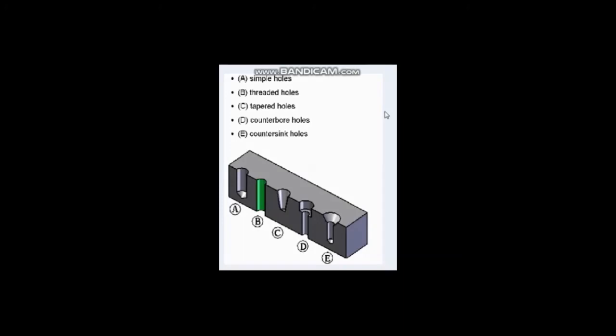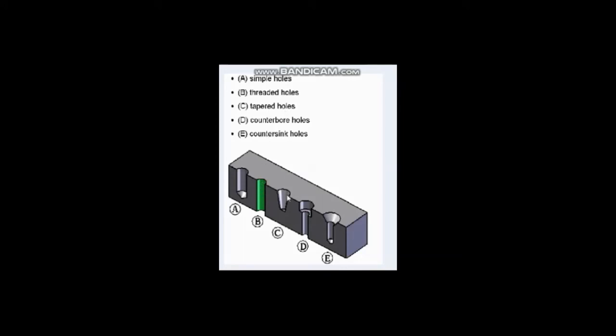See, this is a diagram of various types of holes. First is the simple hole, then threaded hole, then tapered hole, then counterbore hole, and then countersink hole. First, the simple hole is an ordinary hole, but for the threaded hole, you see there is a simple hole, but then after the hole we cut the thread on this inner portion.